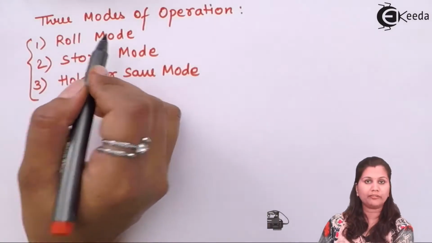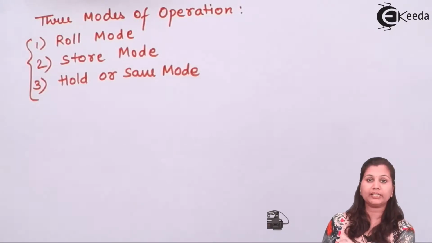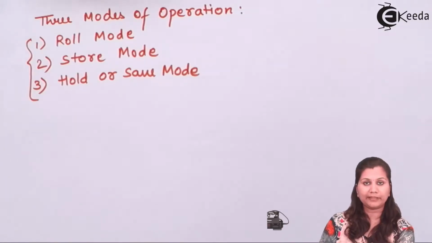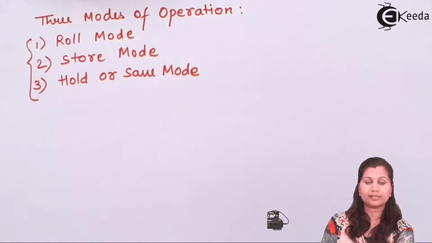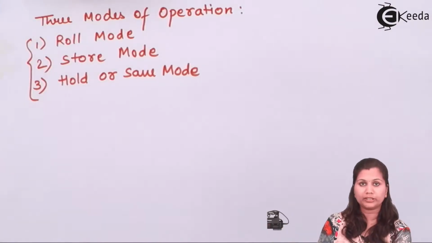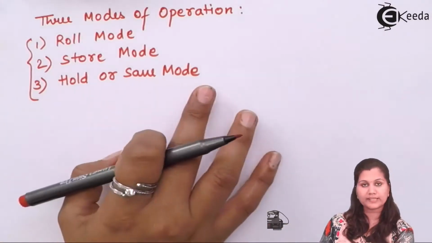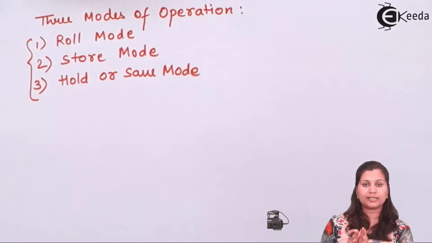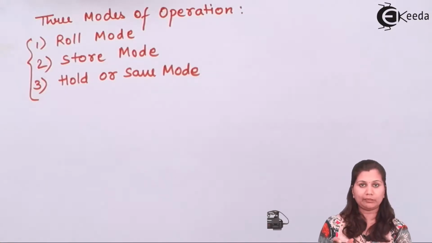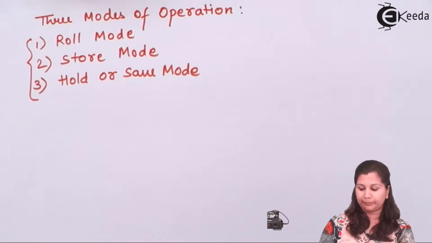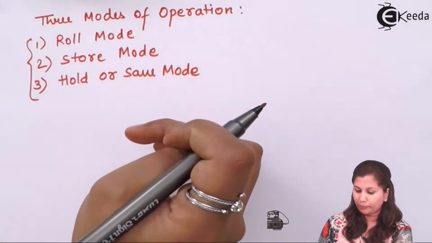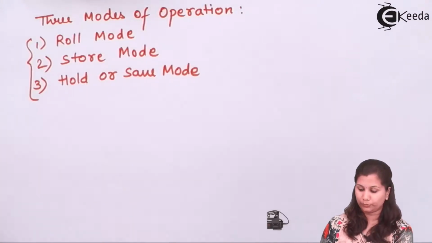In the roll mode, very fast varying signals are displayed on the display screen. In the store mode, the signal waveforms are stored in the memory, and in hold or save mode, some part of the signal will be held for some time instant, and then it will be stored in the memory. So these are the three modes of operation of the DSO.